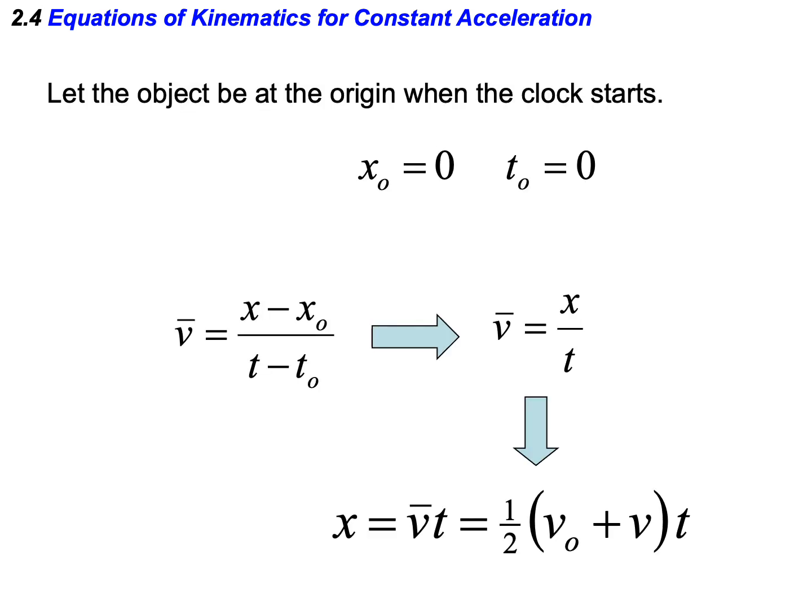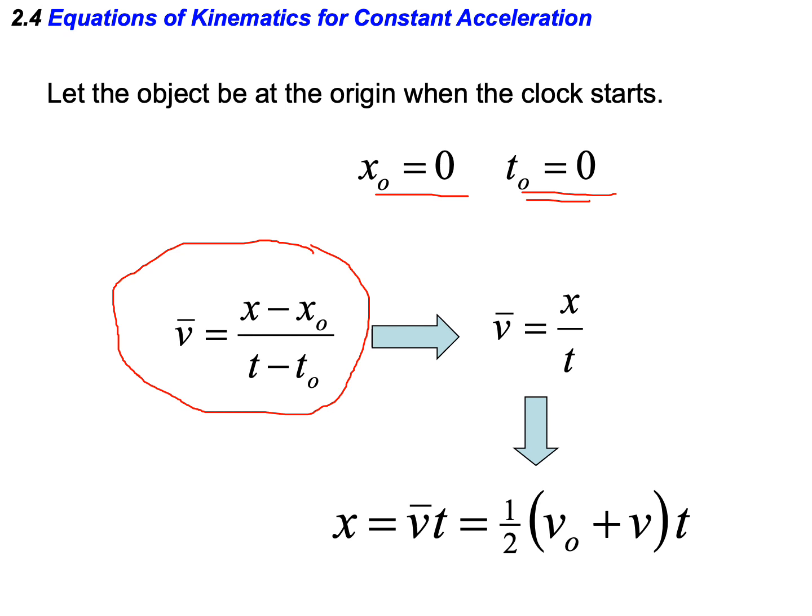Okay, so let's consider the same equation. Average velocity equals x minus x naught over t minus t naught. x naught and t naught are initial position and initial time. Let's assume initial time and initial position are 0. When you use a stopwatch, you can make it 0 and consider that as your initial time, and also you can start measuring the distance from position point 0.